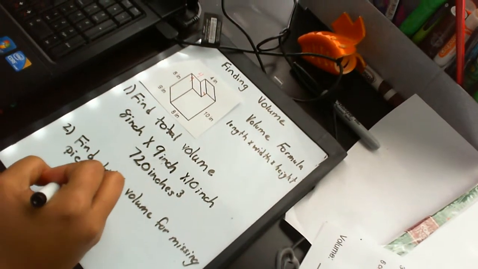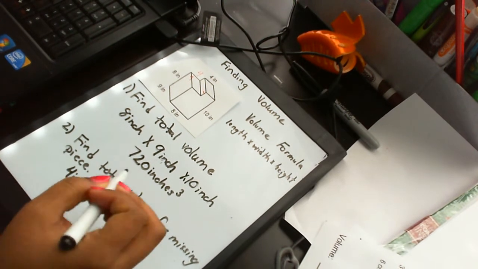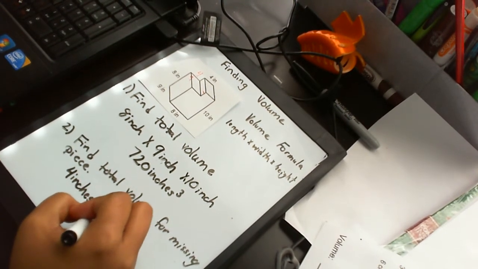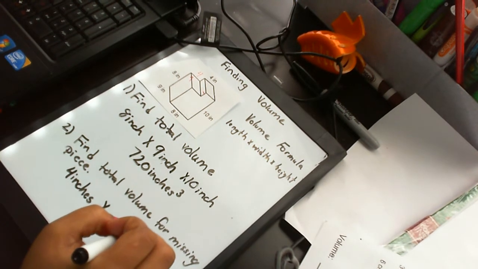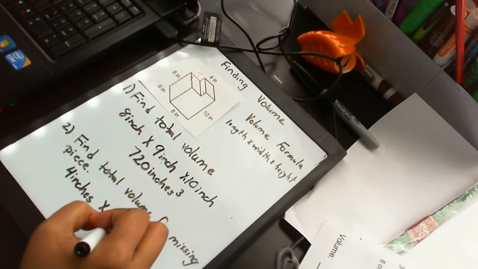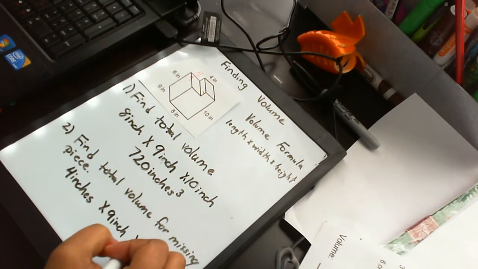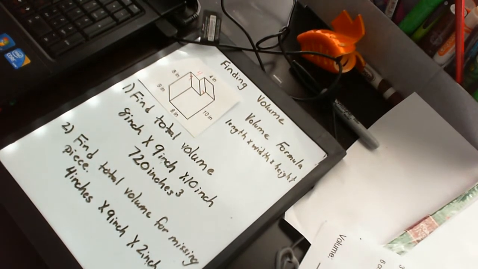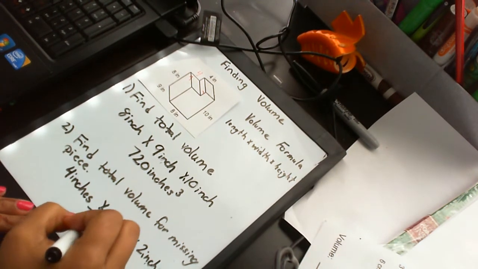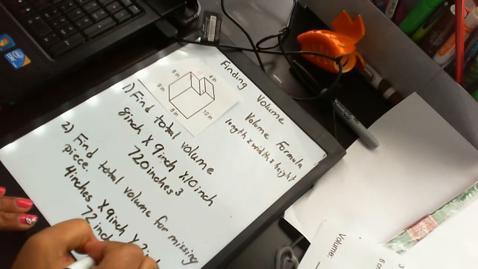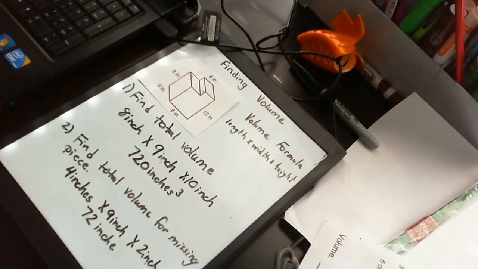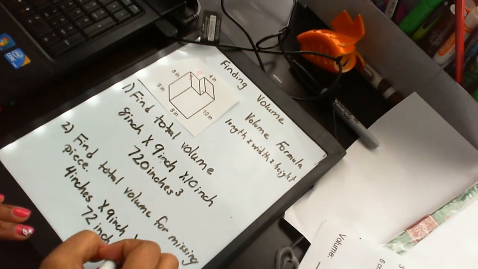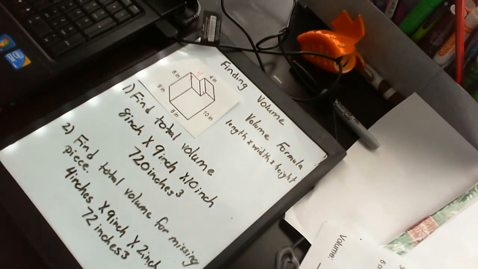So now we multiply. We get 4 inches, because that's the piece that's missing, times 9 inches times 2 inches. That's not how to spell that. And 9 times 4 is 36, and 36 times 2 is 72 inches. And then it is also cubed because there are 3.